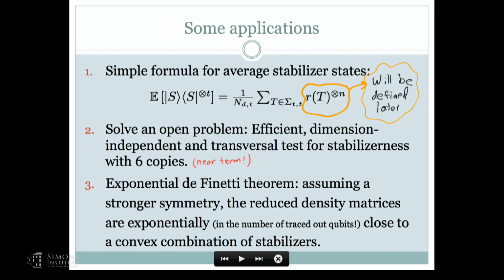And the last one is these exponential de Finetti theorems. For those of you who know de Finetti theorems, we show that if you increase the symmetry of a stabilizer state from the permutation symmetry to a natural symmetry of stabilizer states, then you can get very, very strong de Finetti theorems. But I will not have time to talk about these things. I will go to computing the higher moments of stabilizer states.